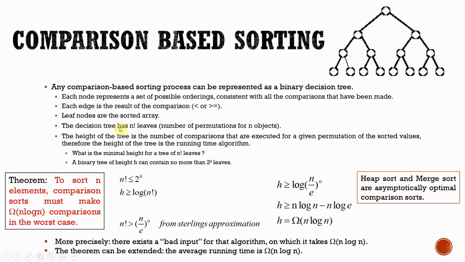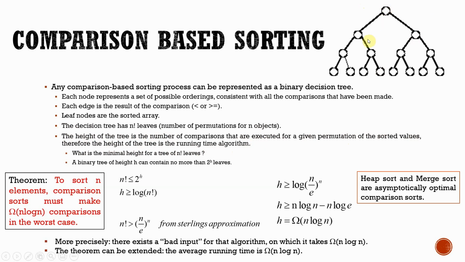The decision tree has n factorial leaves, right? That's the number of permutations that we can have for n elements. You should be familiar with this concept from your discrete math course. Now, the height of this decision tree is the number of comparisons that are executed for a given permutation of the sorted values. Therefore, the height of the tree is the running time of the algorithm.